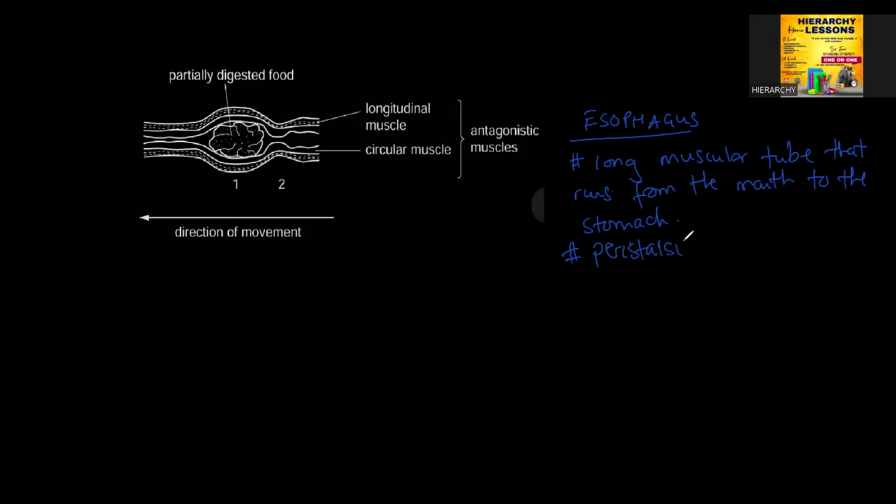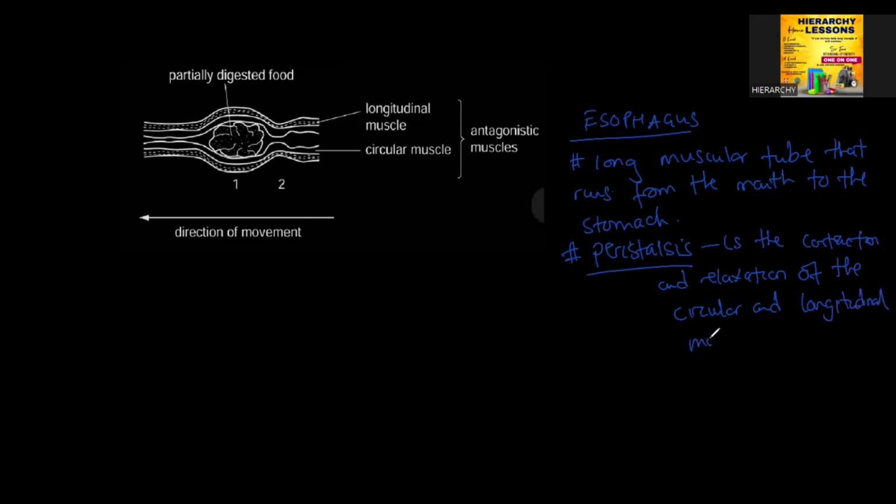So what is peristalsis? It is the contraction and relaxation of the circular and longitudinal muscles that moves food down the esophagus. So that's the definition of peristalsis. We said it's a muscular tube, so there are muscles in the esophagus, the circular muscles and the longitudinal muscles.